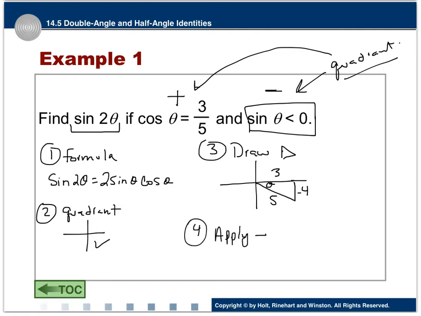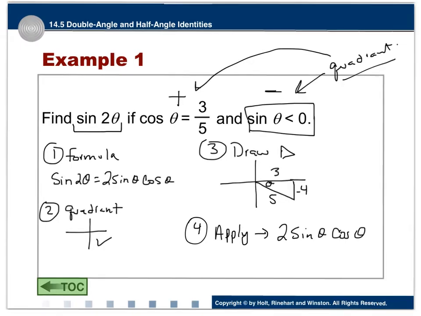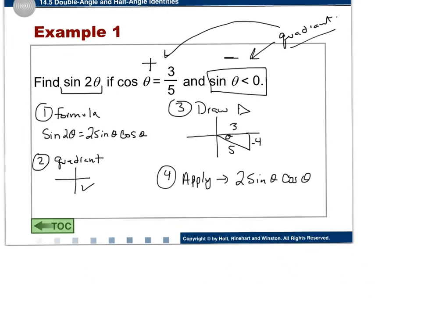Now I can apply the formula. That means I have 2 times sine of the angle times cosine of the angle, and that'll give me my brand new trig ratio. So the idea of this problem is, I got an angle here, and I know the cosine value, and what happens to sine if I double the angle? What happens to the ratio if I double the angle?